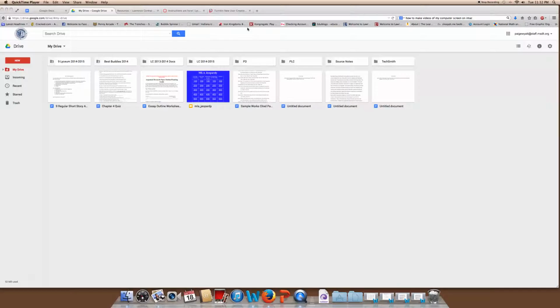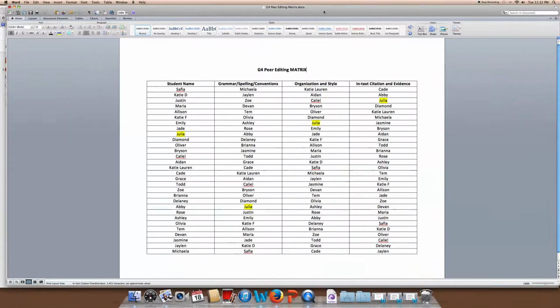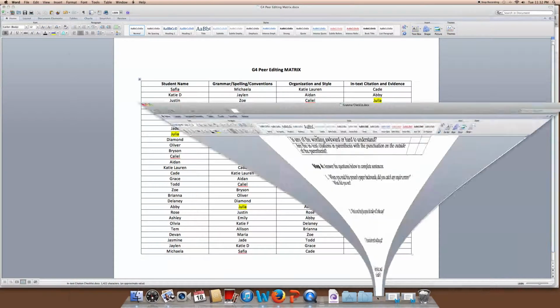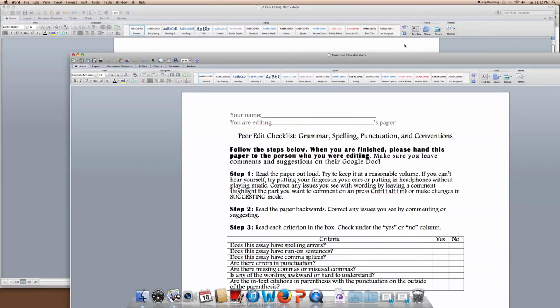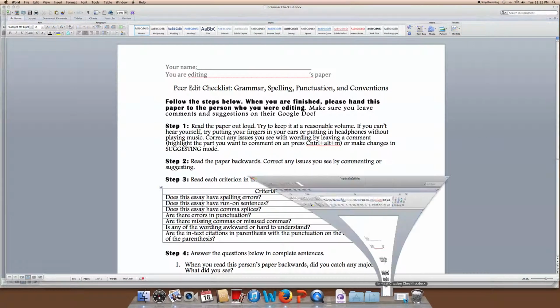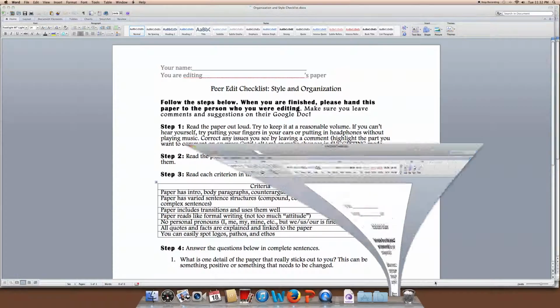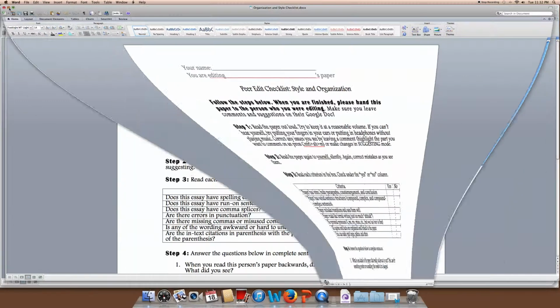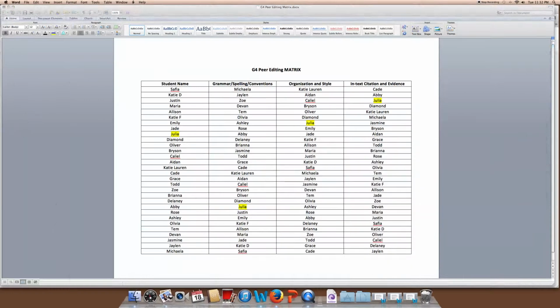The second thing that should have happened was the substitute should have given you a packet of papers. And the paper has a paper that looks like this on it, only without the highlights. And it's called the Peer Editing Matrix. And it also has 3 other papers. It has this paper, it has this paper, and it has this paper in it. So it's 3 separate papers, or 4 actually, if you include the big matrix.